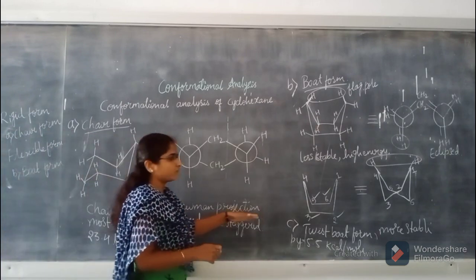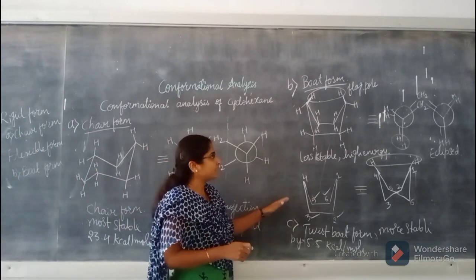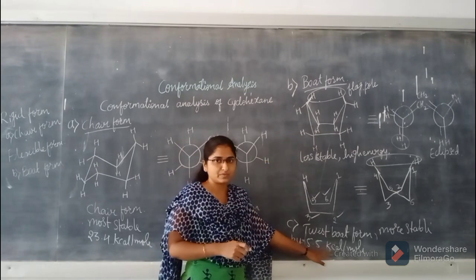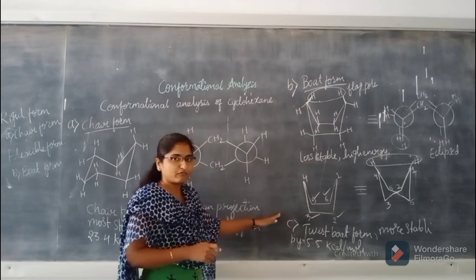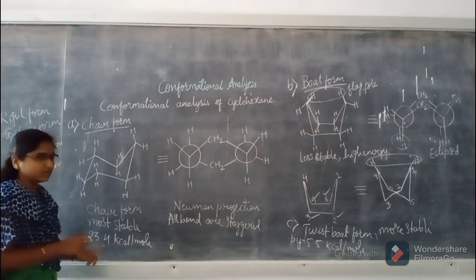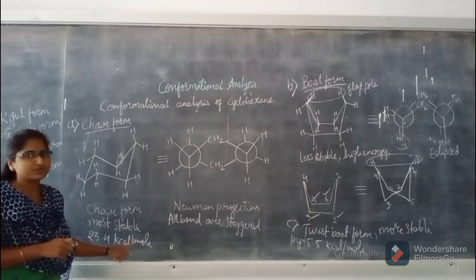Then twist boat form is more stable when compared to this boat form by 5.5 kilocalories per mole, and this twist boat form is less stable when compared to the chair form by 23.4 kilocalories per mole.